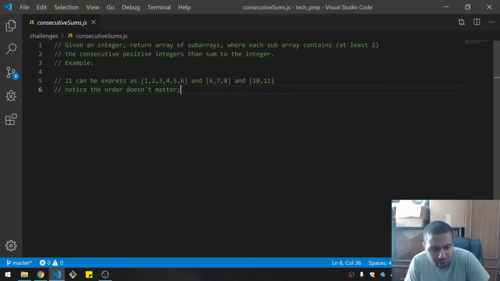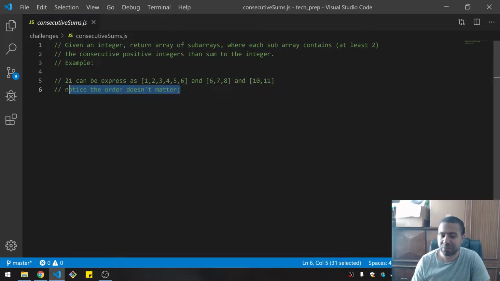Given an integer, return an array of subarrays where each subarray contains at least two consecutive positive integers that sum to the integer. So already I'm thinking you can only work with numbers that are less than that number. Also, the halfway point is relevant because, oh yeah, I was about to say, does the order matter? In this case, no, the order doesn't matter. It's just the numbers. So that's useful. So you already kind of set a halfway point, knowing where to go. The subarrays have to add up to the given number.